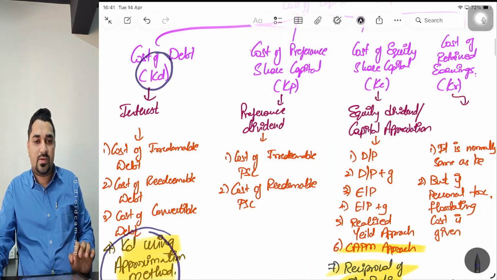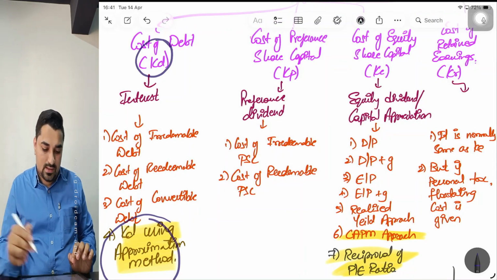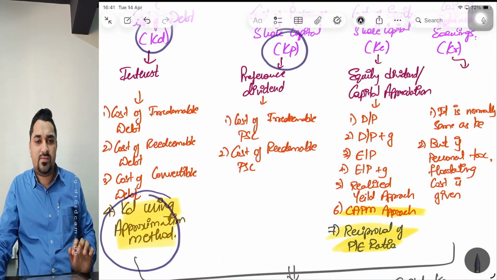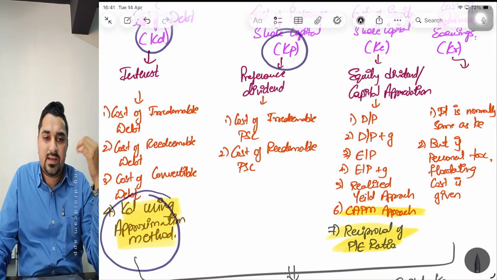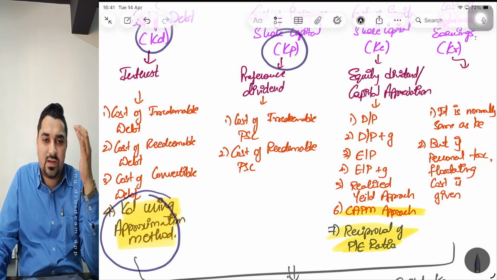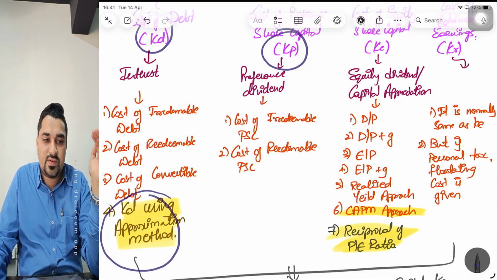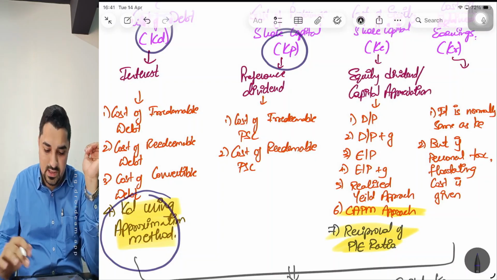Then cost of preference share capital, denoted by KP. What do we pay for a preference share capital? We pay preference dividend. So whatever I pay, whatever is the expectation of the other person will become my cost. So I'll be paying him preference dividend. Again, there are two situations: cost of irredeemable preference share capital and cost of redeemable preference share capital.